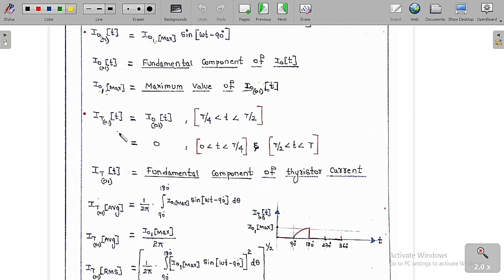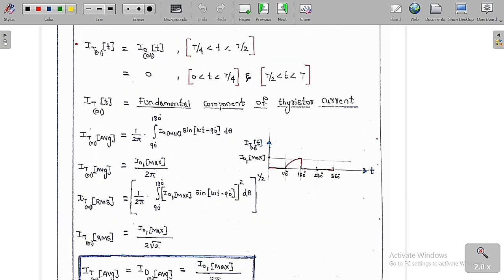But for the remaining range, from 0 to T/4 and T/2 to T, the switch S1 is not connecting, so it is equal to 0. So simply we can say that the fundamental component of the thyristor current is equal to the fundamental component of the output current for T/4 to T/2, and it is equal to 0 for the remaining range. So I_T01(t) indicates the fundamental component of the thyristor current. This is the graph we are going to get for the fundamental component of the thyristor current.